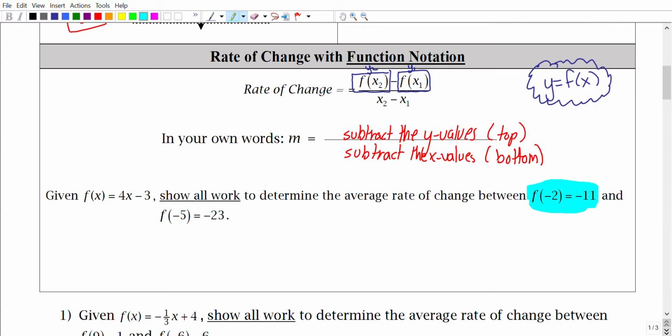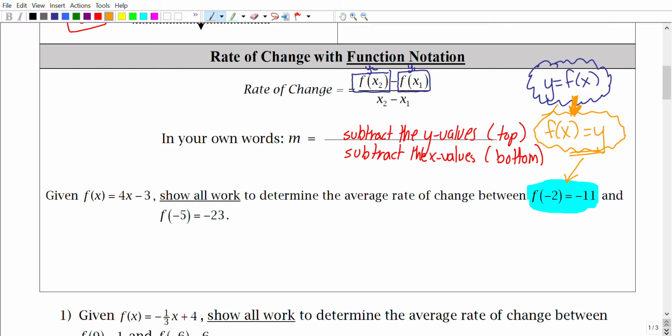That f of negative 2 equals negative 11. Okay? Well, notice again what I have up here. Another way of rewriting this little equation here, let me go ahead and make a little arrow if I can, is the same thing as f of x equals y. Okay? Y equals f of x is the same thing as f of x equals y. No biggie, right? But now look, doesn't this look awful similar to that?